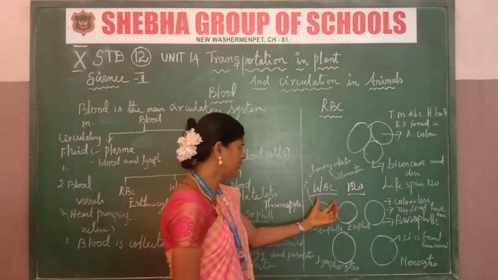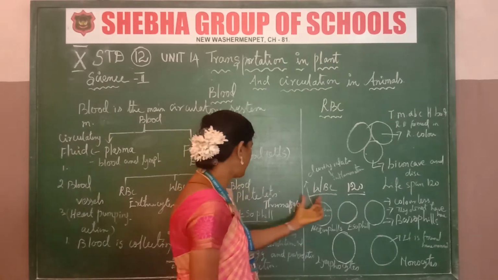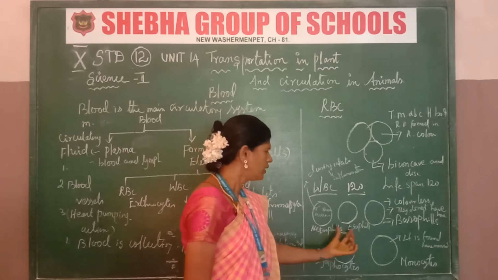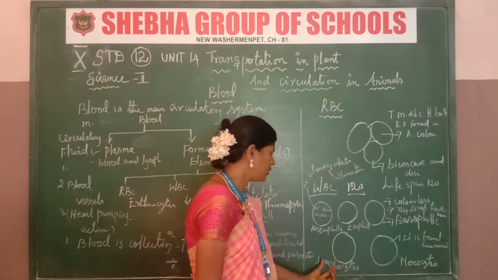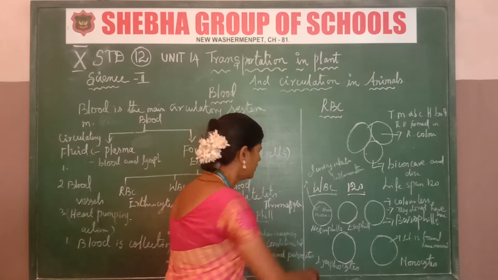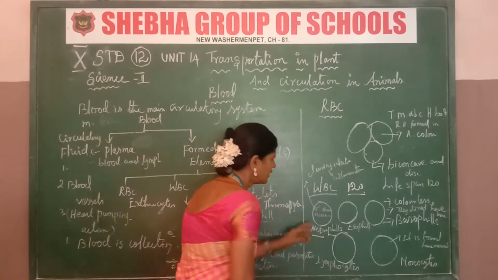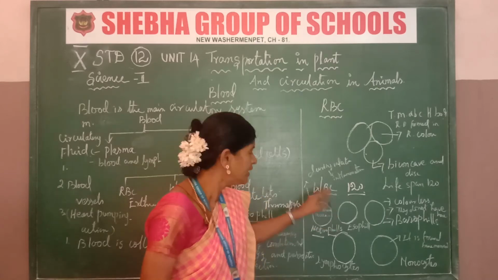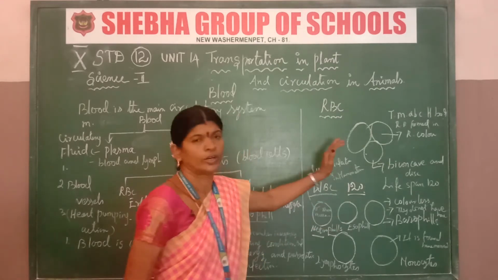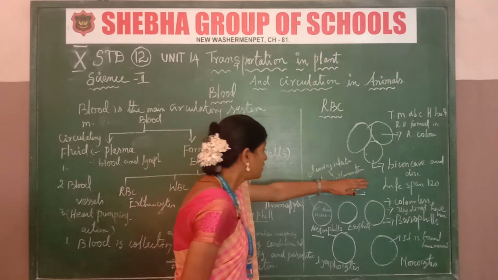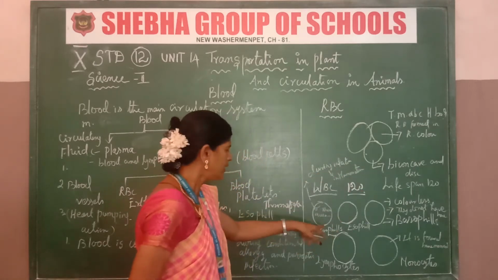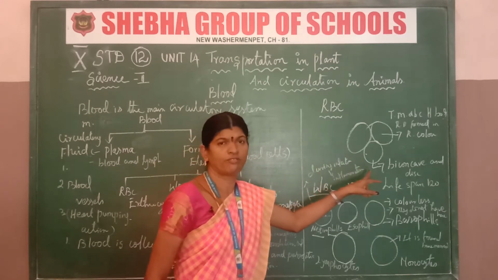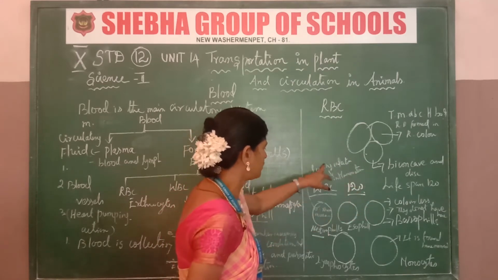Listen. Next, WBC, white blood corpuscles. There are many types: neutrophil, eosinophil, basophil, lymphocyte and monocyte. First, neutrophils have a 2 to 7 lobed nucleus. Their number increases during infection and inflammation of the cells.